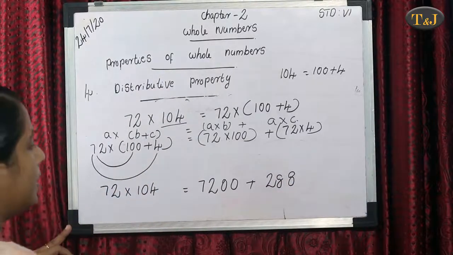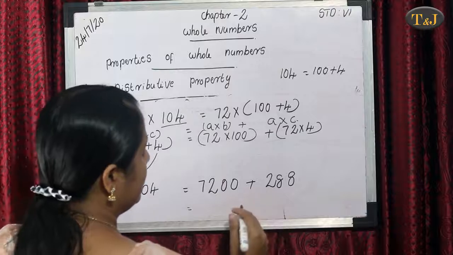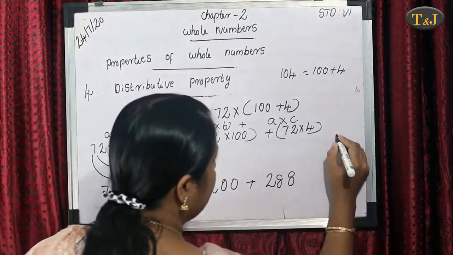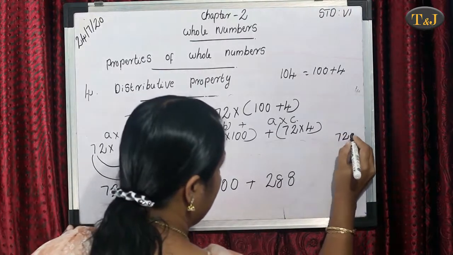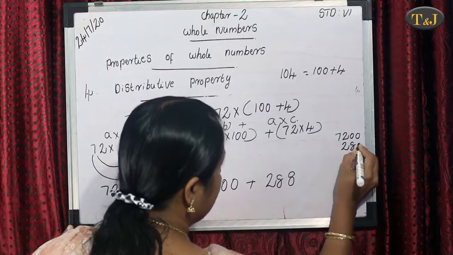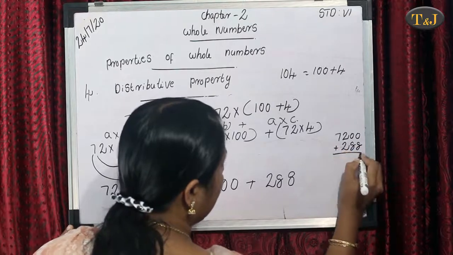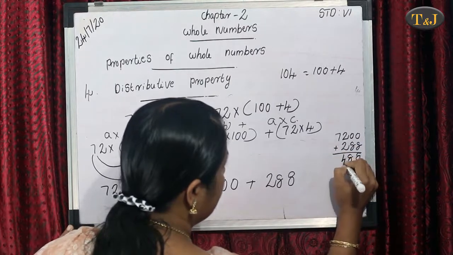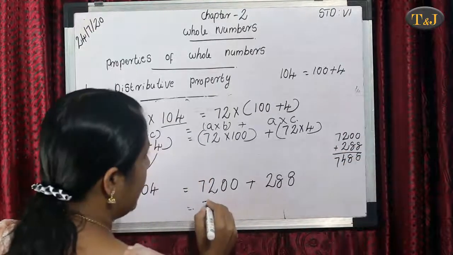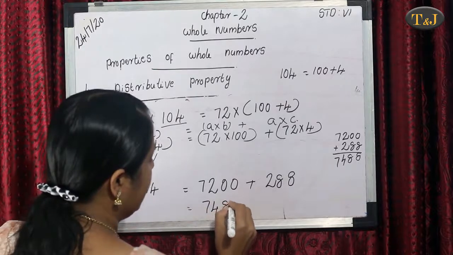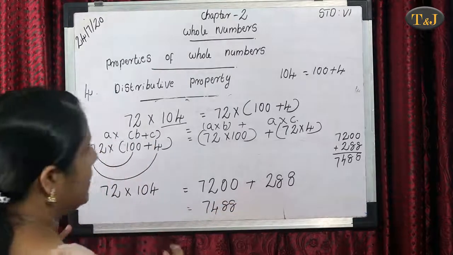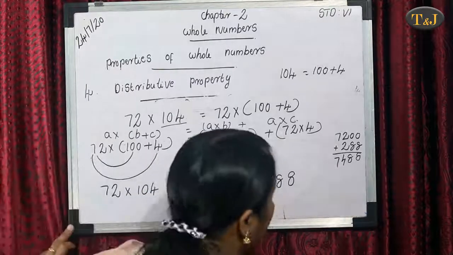Then here the numbers we are adding: 7,200 plus 288, 0 plus 8 is 8, 8, 4, 7. Then we get 7488. Then this side 72 multiply 104.